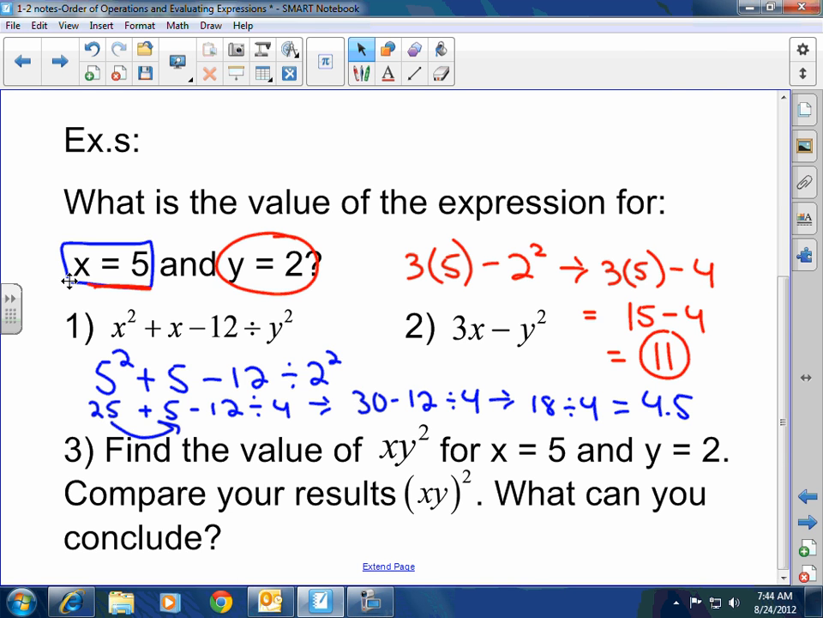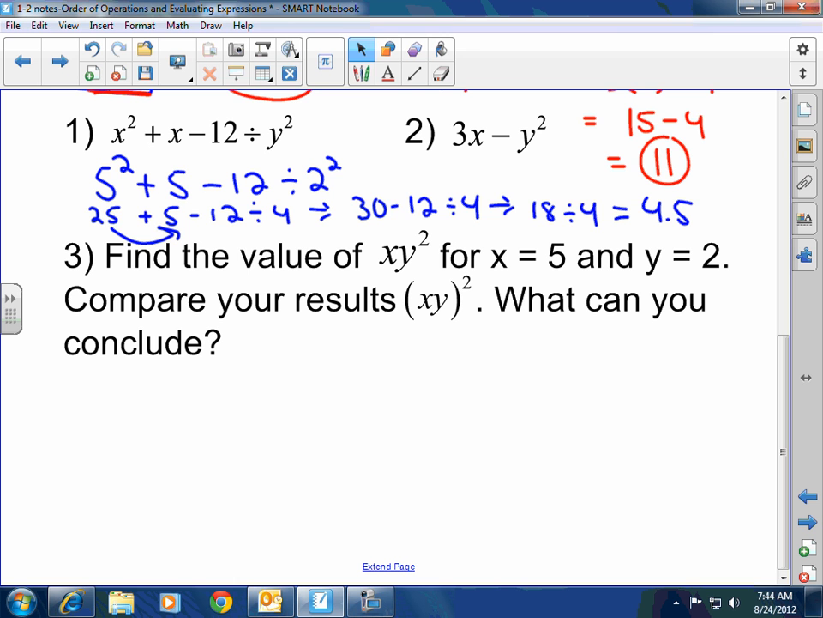Okay. About number 3. Find the value of xy squared. Remember, hint, hint, the 2 here, the power of 2 is only affecting the y. Okay? Only affecting the y there. Just a little hint. For when x equals 5 and y equals 2. And then I want you to compare your results to xy in parentheses being squared. What can you conclude?